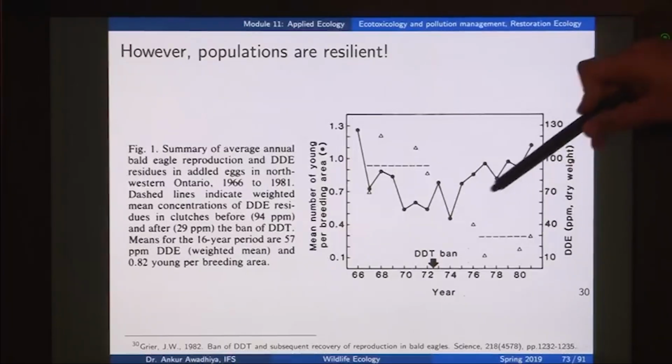So, it again reached very close to 1.3. What we are seeing here is that a number of populations are quite resilient, especially if the harm that you have given to the particular population is not very high.